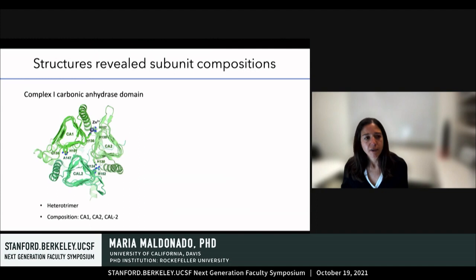studies. For example, our structure of complex 1 showed us that complex 1's carbonic anhydrase domain, which is present in plants, but it's not present in mammals or in yeast, is a heterotrimer. And by looking at the structure, we were able to determine the composition of this heterotrimer and basically find out which 3 out of 5 very similar protein homologs are in fact the components of this domain.